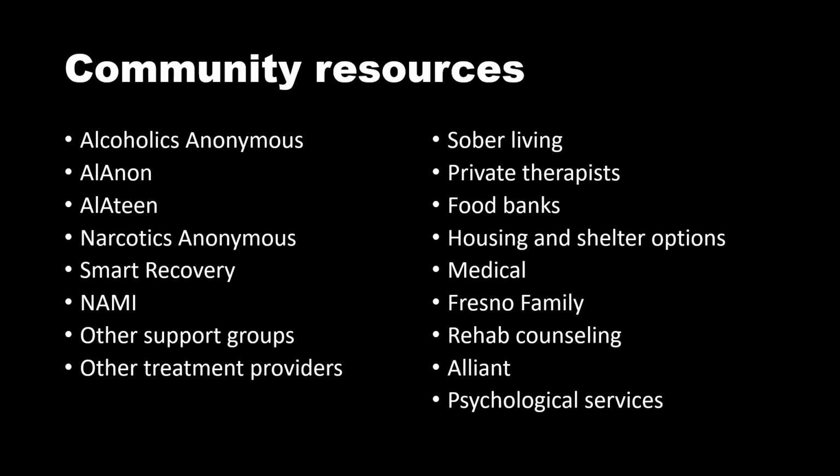Those could include such things as Alcoholics Anonymous, maybe a schedule of meetings in their locations, Al-Anon, Narcotics Anonymous, Smart Recovery, NAMI, the National Alliance on Mental Illness, and there are other support groups. You might also educate them about other treatment providers who provide things your program doesn't provide. Additional resources might include sober living, private therapists who might be willing to work with the client on co-occurring disorders, the overlap between mental illness and substance use.